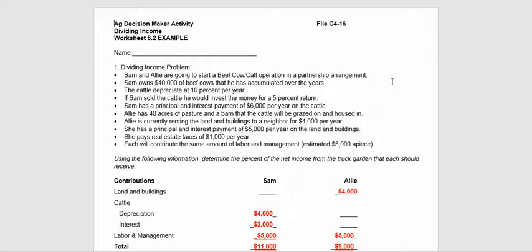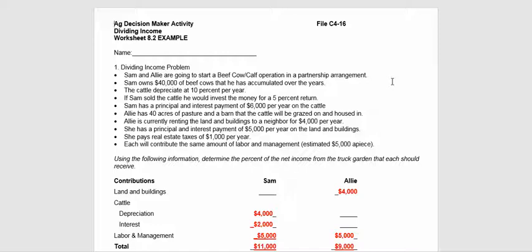Allie has 40 acres of pasture and a barn that the cattle will be grazed on and housed in. Allie is currently renting the land and buildings to a neighbor for $4,000 a year. She has a principal and interest payment of $5,000 per year on the land and buildings. She pays real estate taxes of $1,000 a year. Each will contribute the same amount of labor and management, estimated at $5,000 apiece.